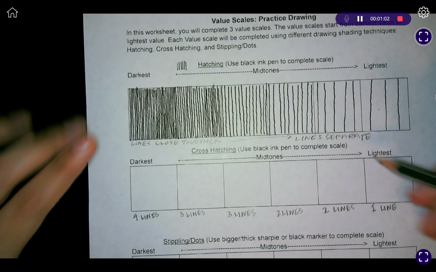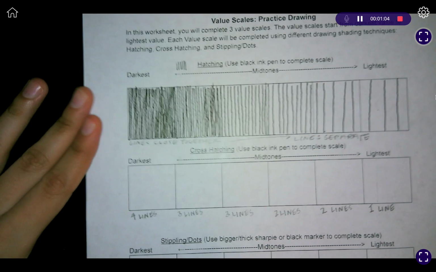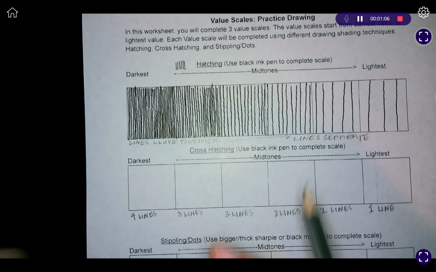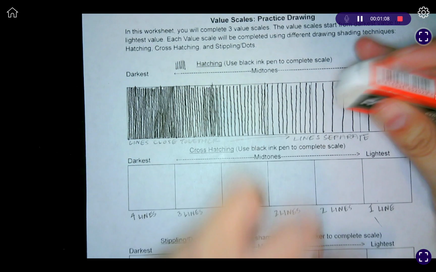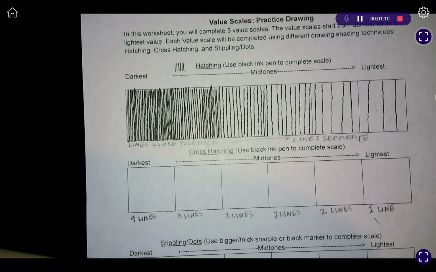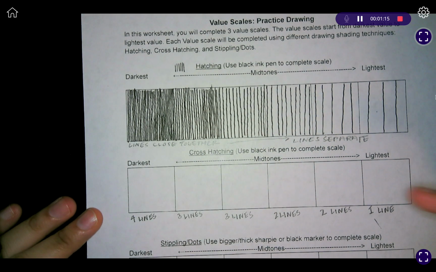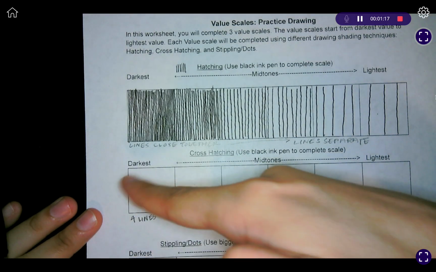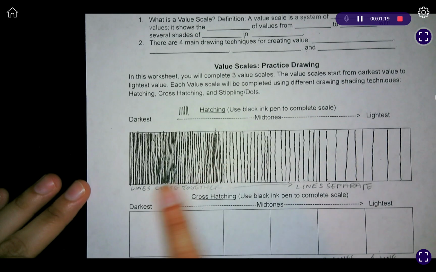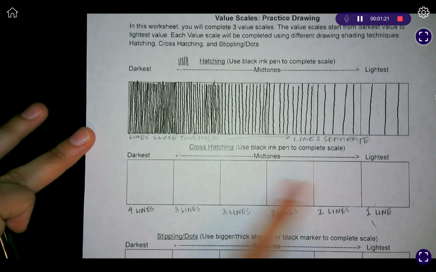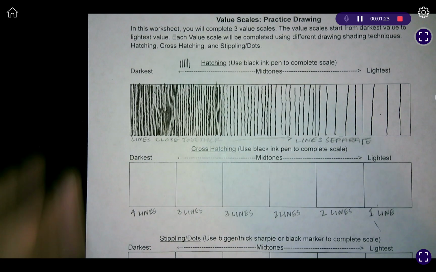That's what that means. It doesn't mean we're only going to be drawing one line. No, that's not what that means. It means we're going to be only drawing one directional line. And actually, to keep this as easy as possible, we're going to start with the lightest and then move towards the darkest. So over here we did darkest to lightest. This time we're going to go backwards, so lightest to darkest.